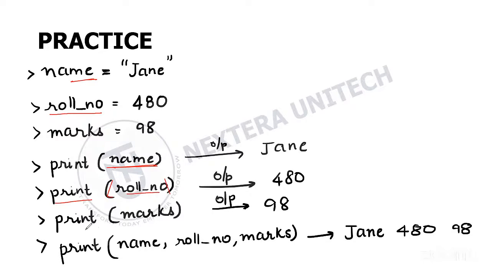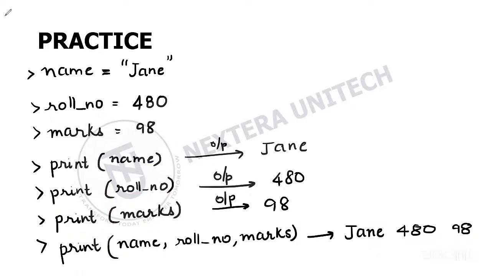And then if I want to print your marks, we can give the print function parenthesis, and inside of it we can have the variable name. And if I want to print all of them at once, I can just give the print function, and inside of the parenthesis I can have the variables separated by commas. It will print Jane 480 and 98. So it comes with some gaps, right? If you see in the previous practice, by default the separator is an empty space. So the empty spaces are given by default.